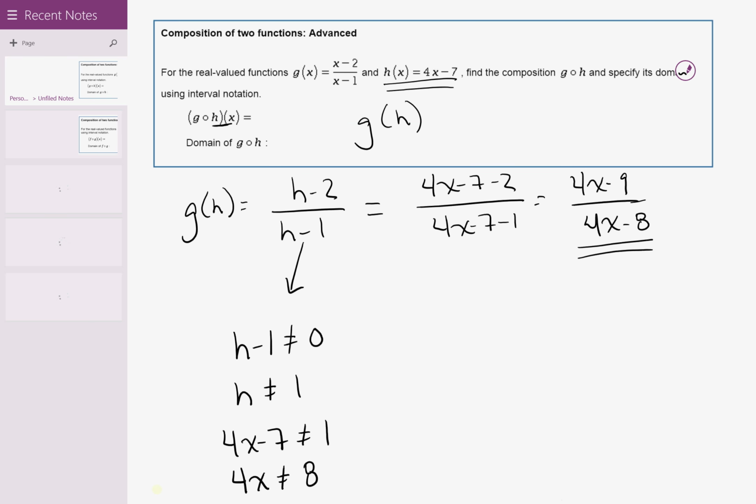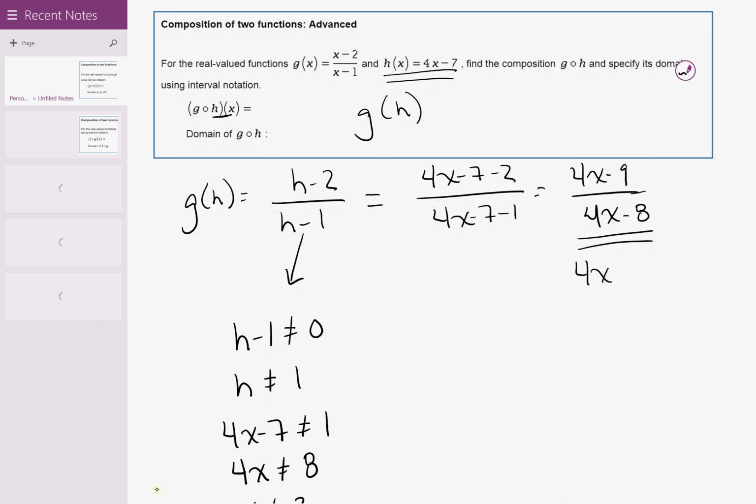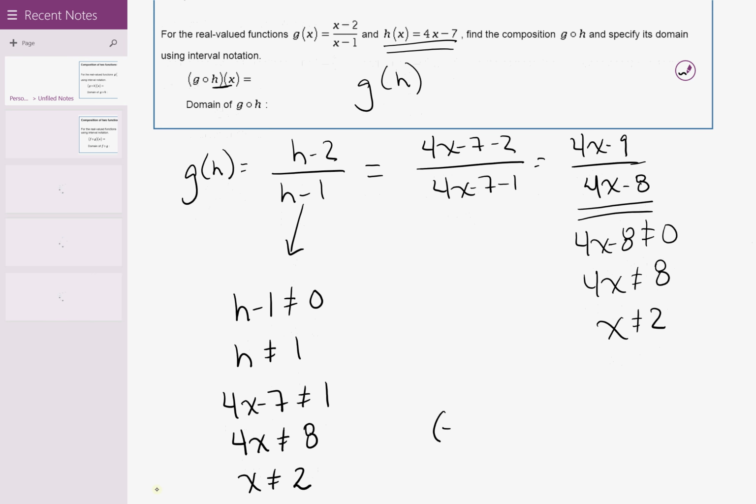If you look over here, that's the same thing. 4x minus 8 does not equal 0. 4x does not equal 8. x does not equal 2. In interval notation, that's negative infinity to 2, not inclusive, union 2 to infinity.